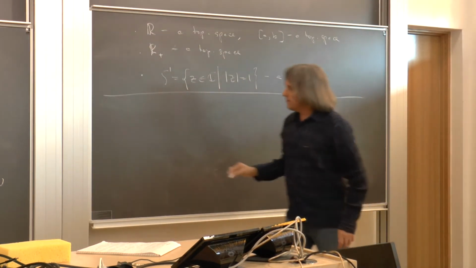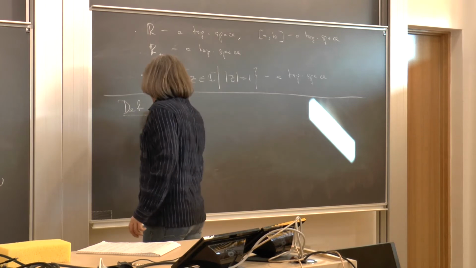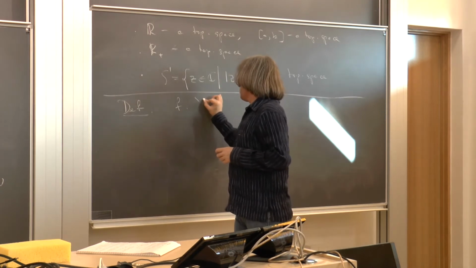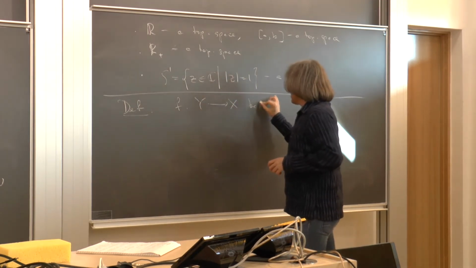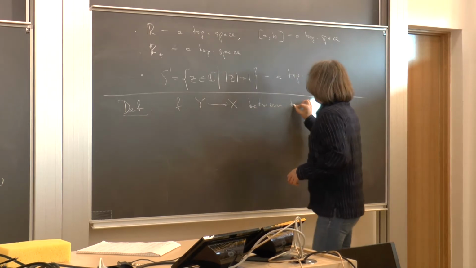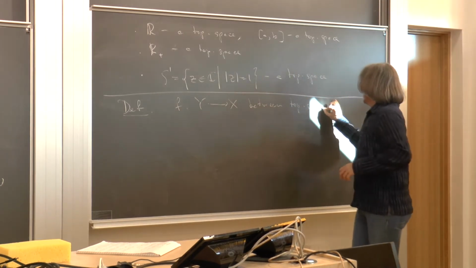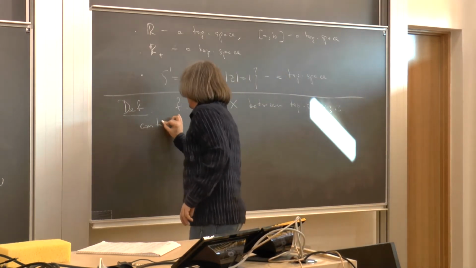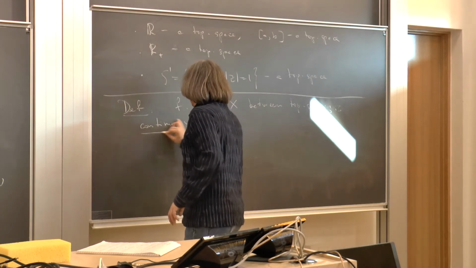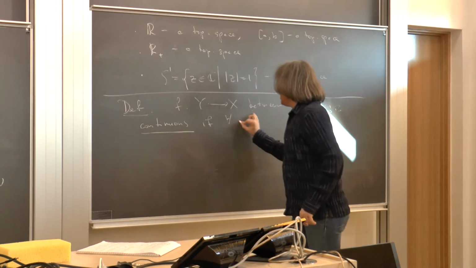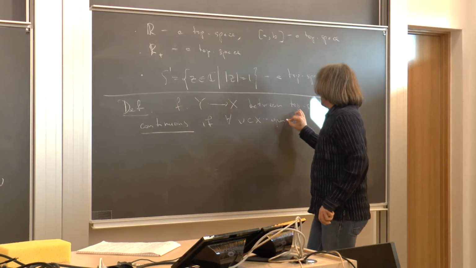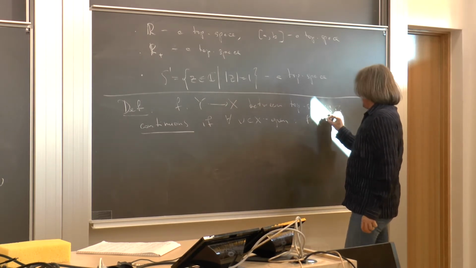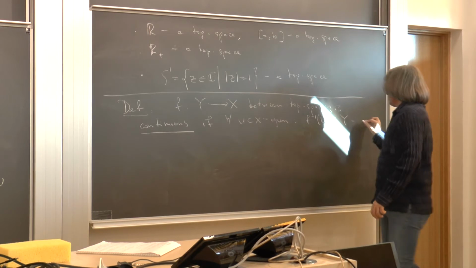So the second definition I'll recall and use is that a map f, say from Y to X, between topological spaces is continuous if for any open U in X its preimage in Y is also open.